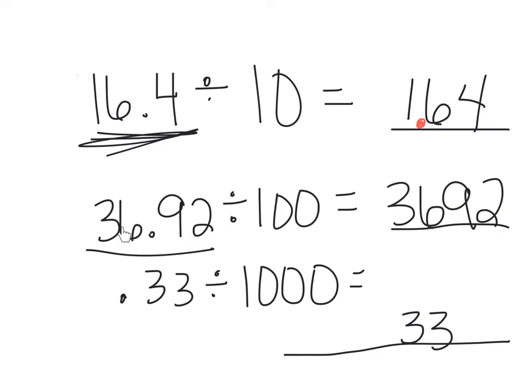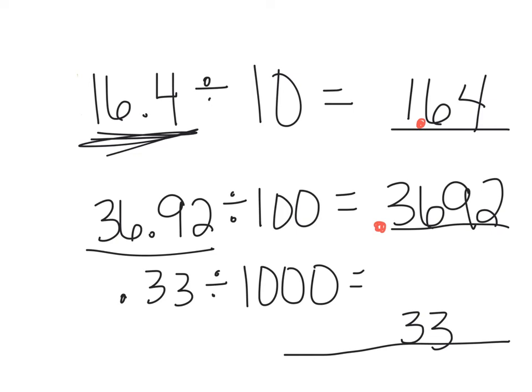Now this one, we have 2 zeros. So our decimal should move 2 times, but we want to make sure that we're getting smaller because we're dividing. 1, 2. Hopefully your decimal is right there.